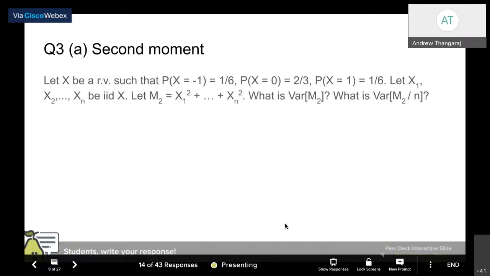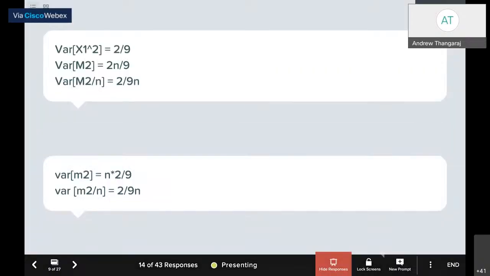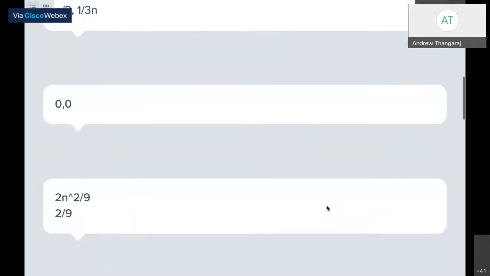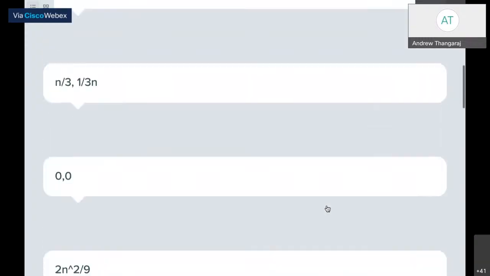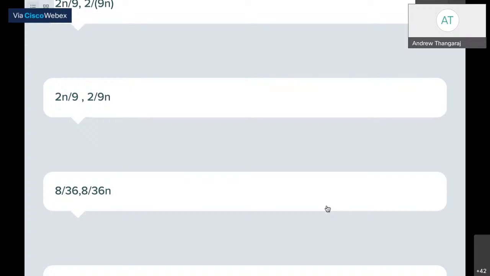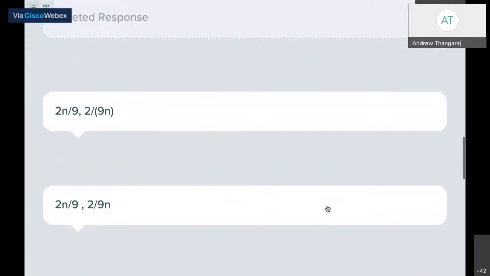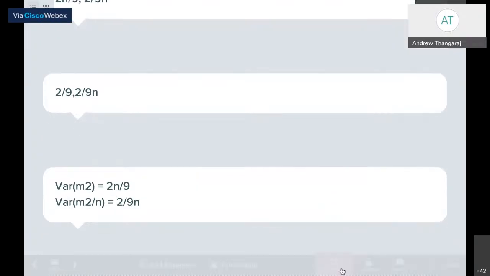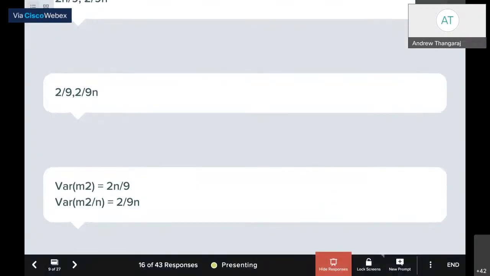I did not change the question. No, I'm still in that variance of M2 and variance of M2 by N. So let's go to the answer. Yeah, okay. So people have got it. 2n by 9, 2 by 9n is correct. There's also some 8 by 36. I don't know where that came from. Watch out on how you've done this. Okay, good. I think there are enough people who've got the correct answer.